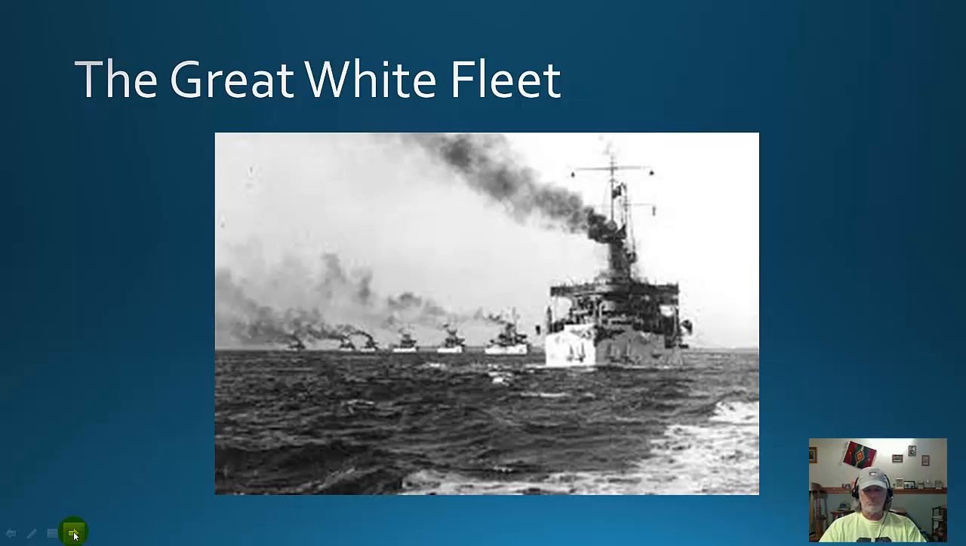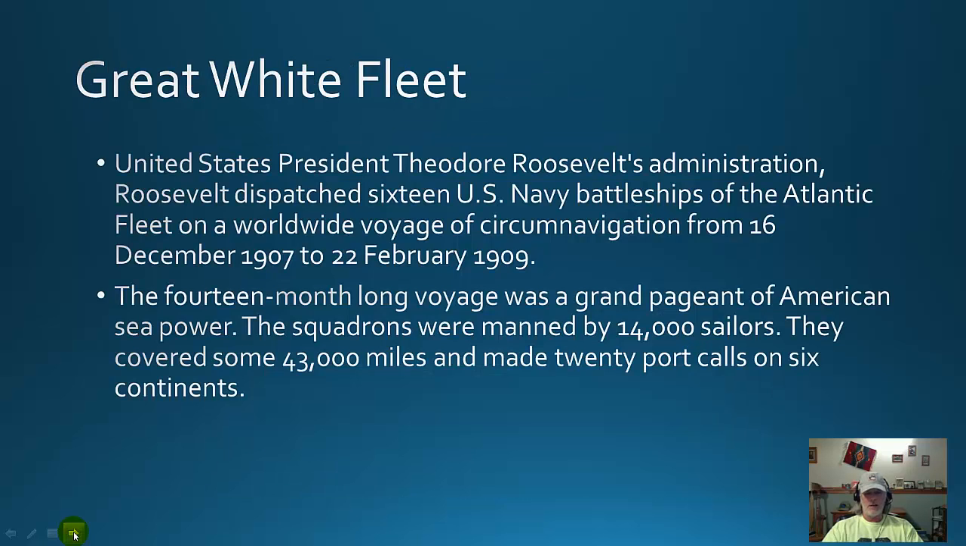One expression of American imperialism at this time was the Great White Fleet. The Great White Fleet was from 1907 to 1909. President Roosevelt, and we'll look at him in a little more detail also, he's quite the interesting character, dispatched 16 battleships of the Atlantic Fleet on a worldwide voyage for almost 2 years, well, actually about 14 months.